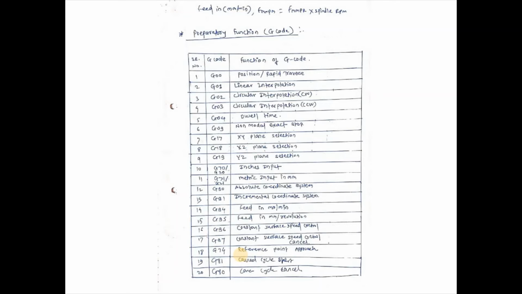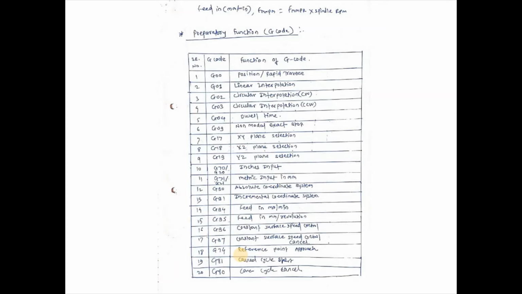Next, G20. For the Fanuc system we are going to use G20. So G20 is basically used for inch input. If we want our unit in inches, you have to choose G20, and G21 for metric input in mm. If you want your program values in mm, you have to choose G21 only.